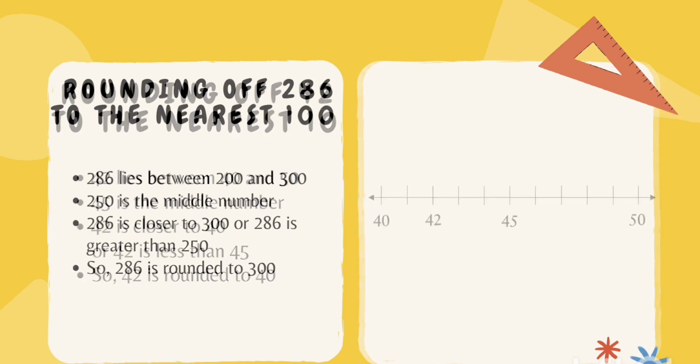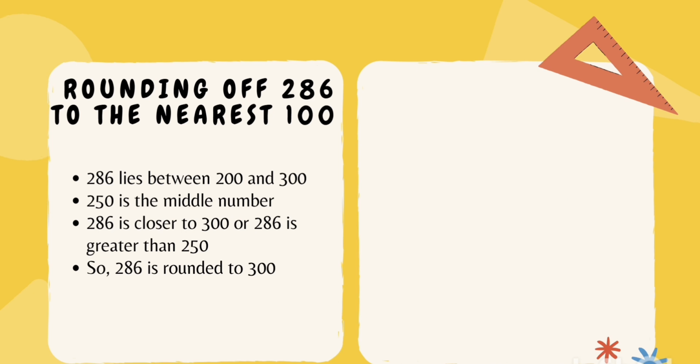Let's take one more example. Rounding off 286 to the nearest 100. Step 1. We will check where 286 lies on the number line of 100 numbers. Here 286 lies between 200 and 300. Step 2. We will find out the middle number. Here 250 is the middle number.